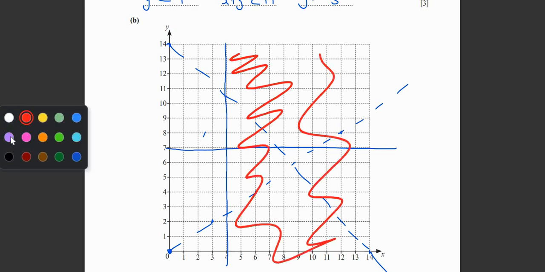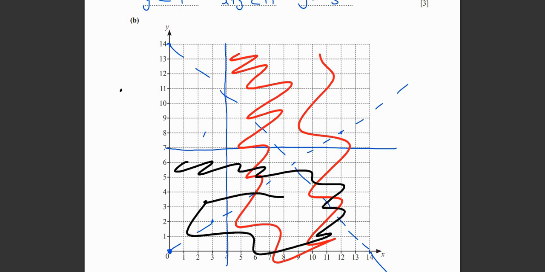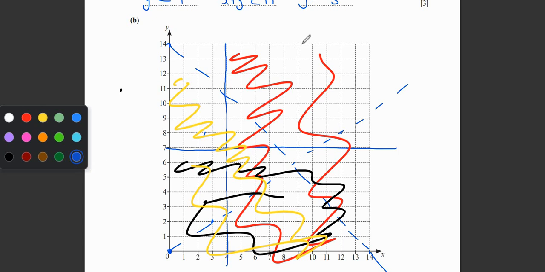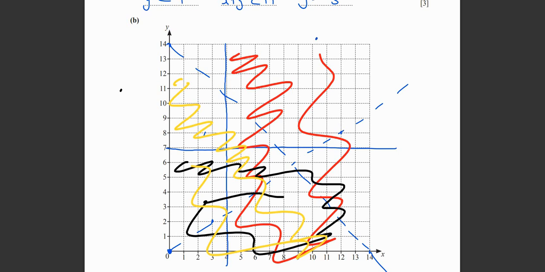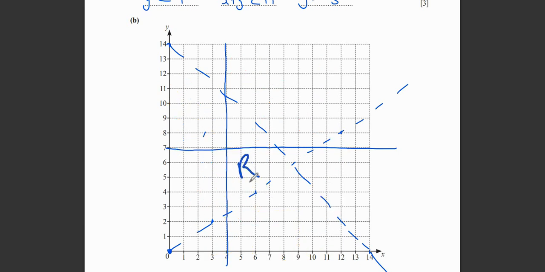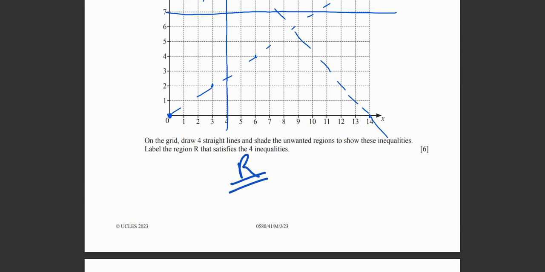Then I have y is less than 7, all this region. Then I have x plus y is less than 14, all this region. And then I have, let me use a different color, y is greater than 2 upon 3 x. So it's this line, all the above region. So if you see, all four colors are coming in this region, right? So this is the wanted region. All right, hope you guys understood this. Let me erase this now.